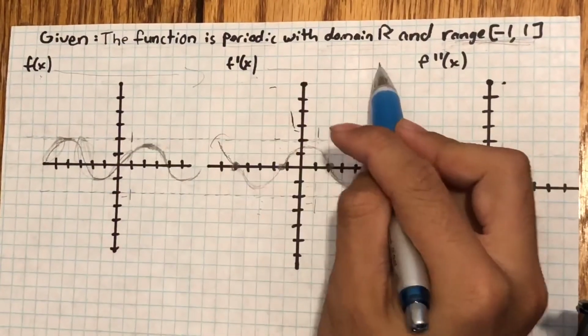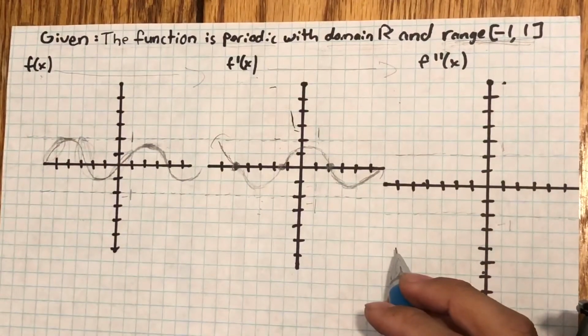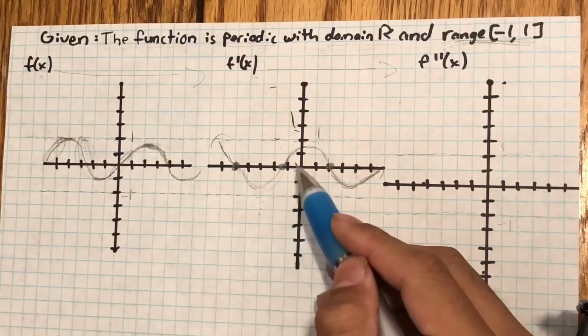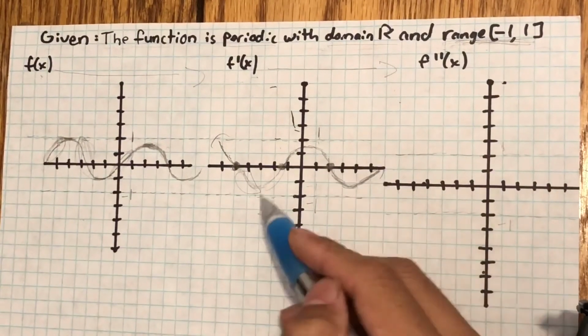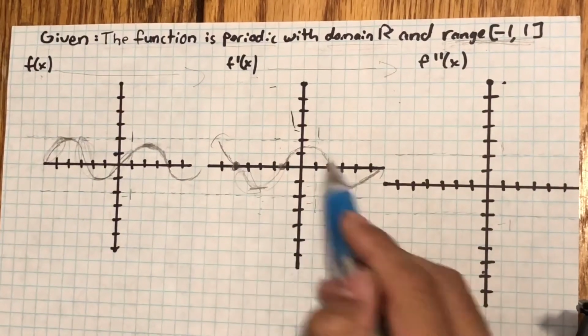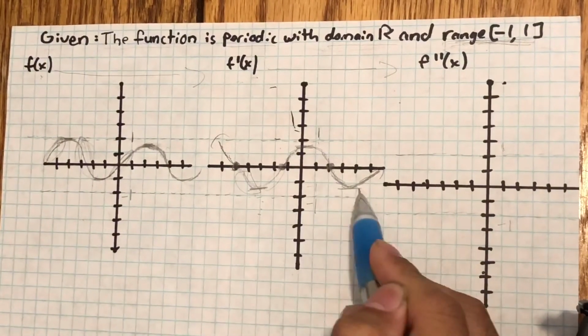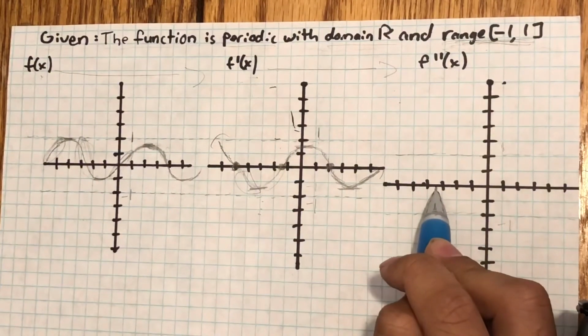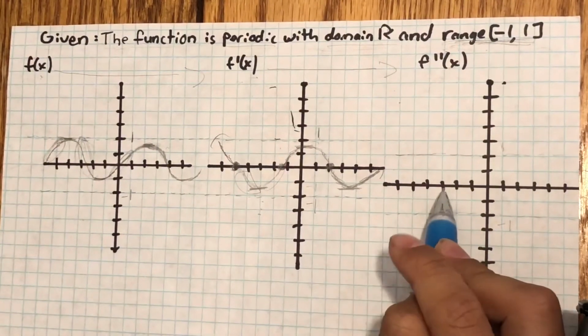So looking at the graph of f prime of x, we can see there are places where the slope is increasing and decreasing. And these areas in which the slope is changing from increasing to decreasing and decreasing to increasing will be the points of inflection on a graph of f double prime of x. So let's draw that, f double prime of x.